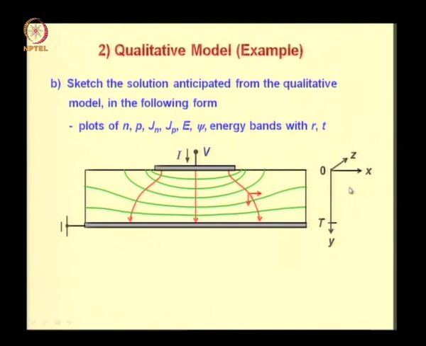Let us set up the coordinate system. This is x direction, the vertical direction is y, directed from top contact to the bottom contact. T is the distance between the 2 electrodes, and z direction is perpendicular to the plane of the diagram. So the origin is located here at the center of the top electrode.